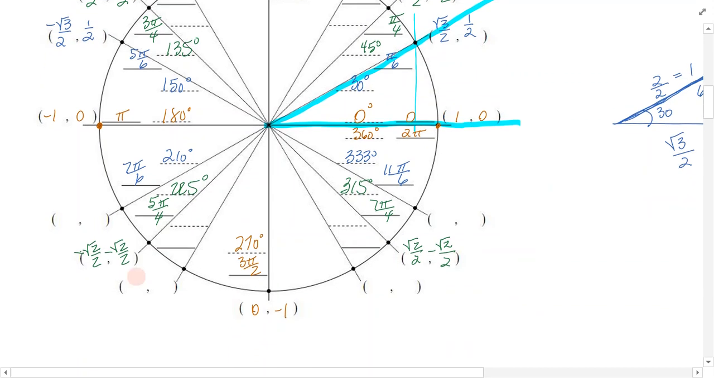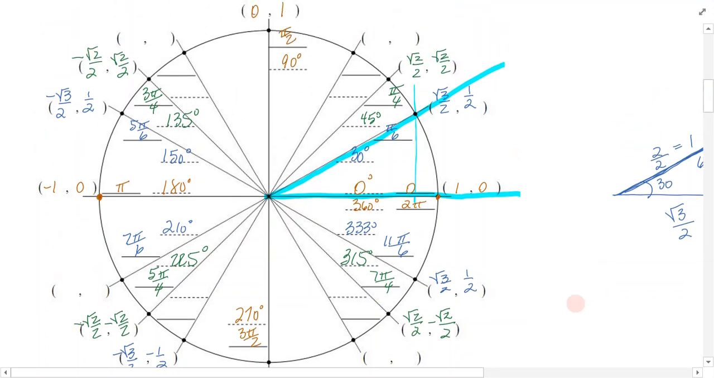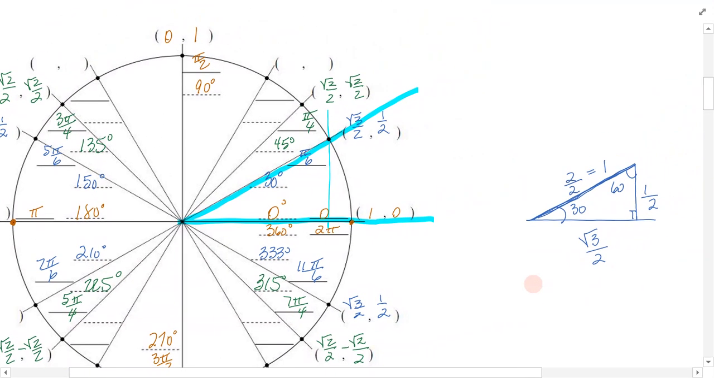If I'm in the third quadrant, they're both negative. So negative square root of 3 over 2, negative 1/2. In the fourth quadrant, x is positive, but this time y is negative. So that is our values for pi over 6.